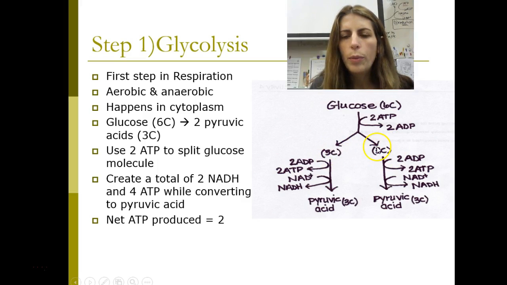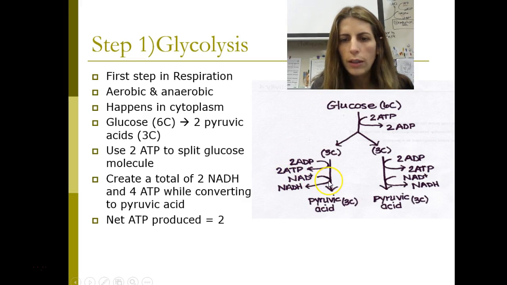So we have the 2 pyruvate molecules. We're going to oxidize those 3-carbon molecules a little further. Oxidation, remember, means that you're losing electrons. So where are we going to lose them? Well, we're going to actually gain some ATP in the process.